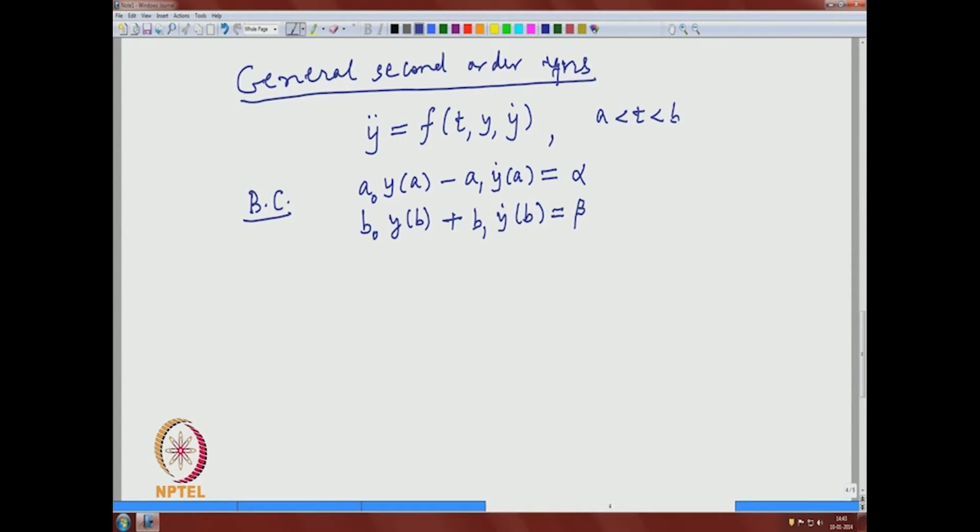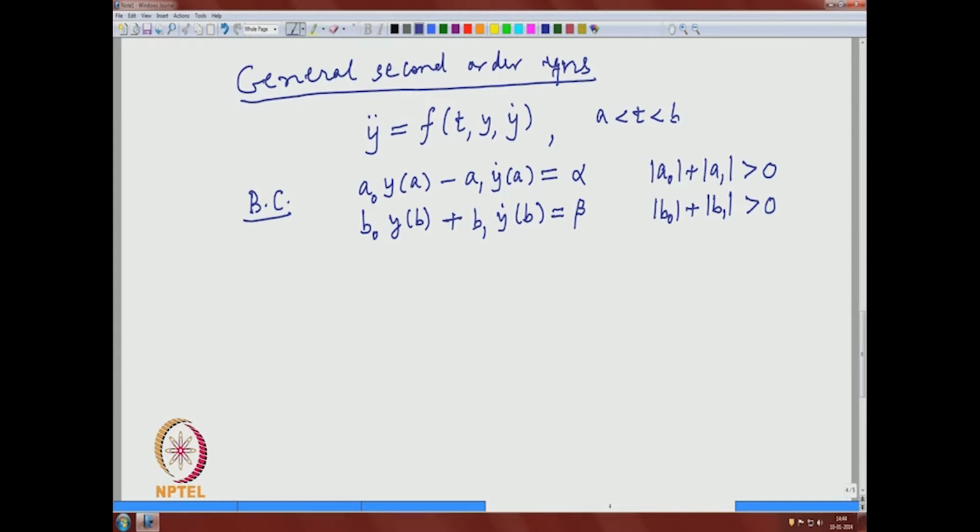So, in the previous case what we had was A0 equal to 1 and A1 equal to 0 and alpha equal to 0, and similarly B0 equal to 1, B1 equal to 0 and beta equal to 0. Okay. So, the only condition is that A0, A1 should not vanish simultaneously. So, that we will put here. And similarly for the other condition, B0, B1 do not vanish simultaneously, one of them can be 0, fine, and alpha, beta are again given real numbers. Okay.